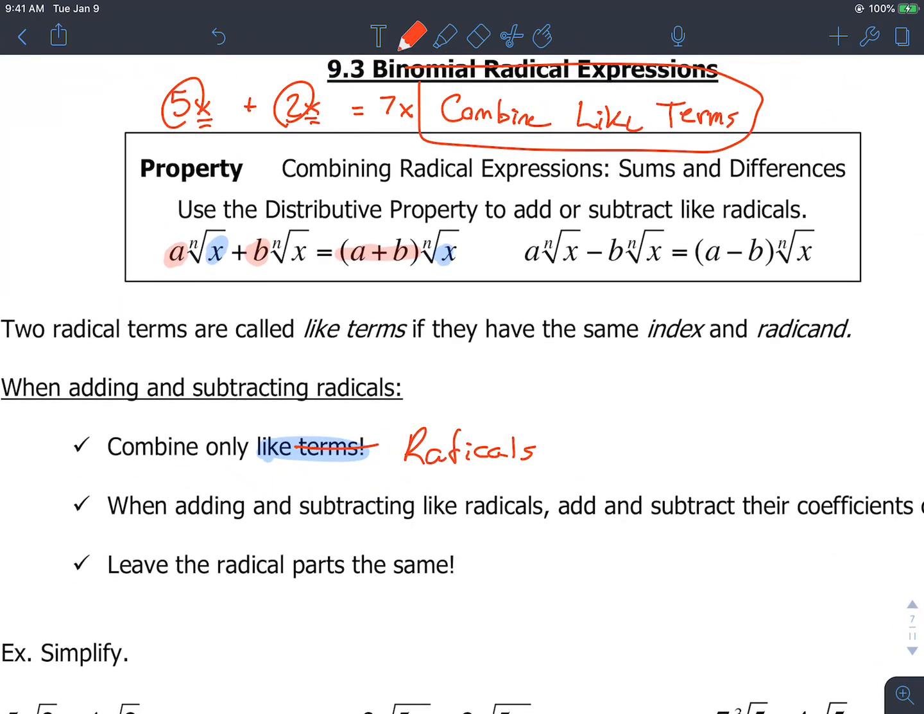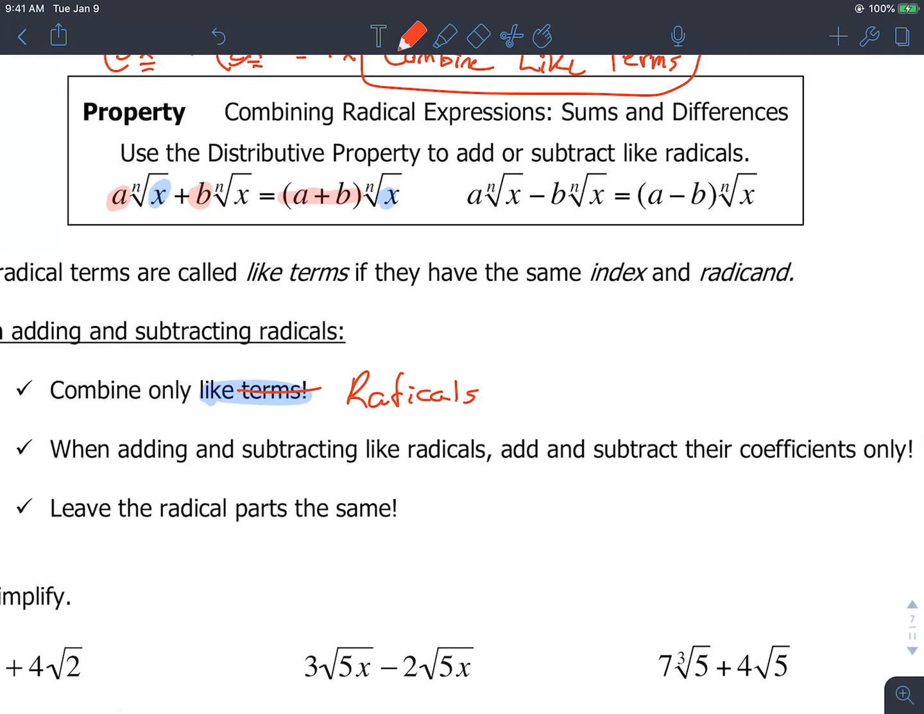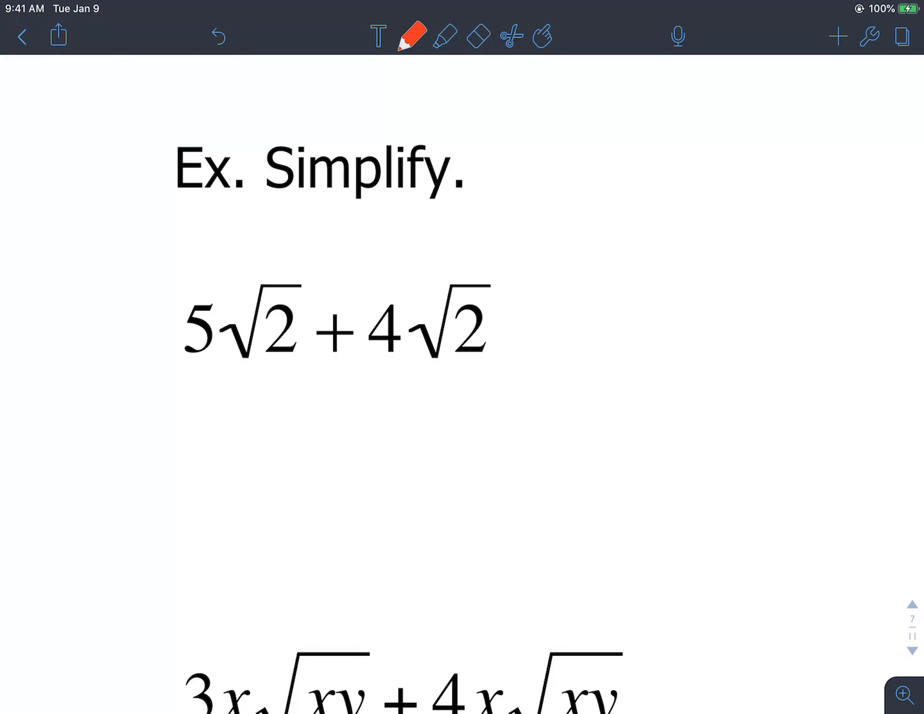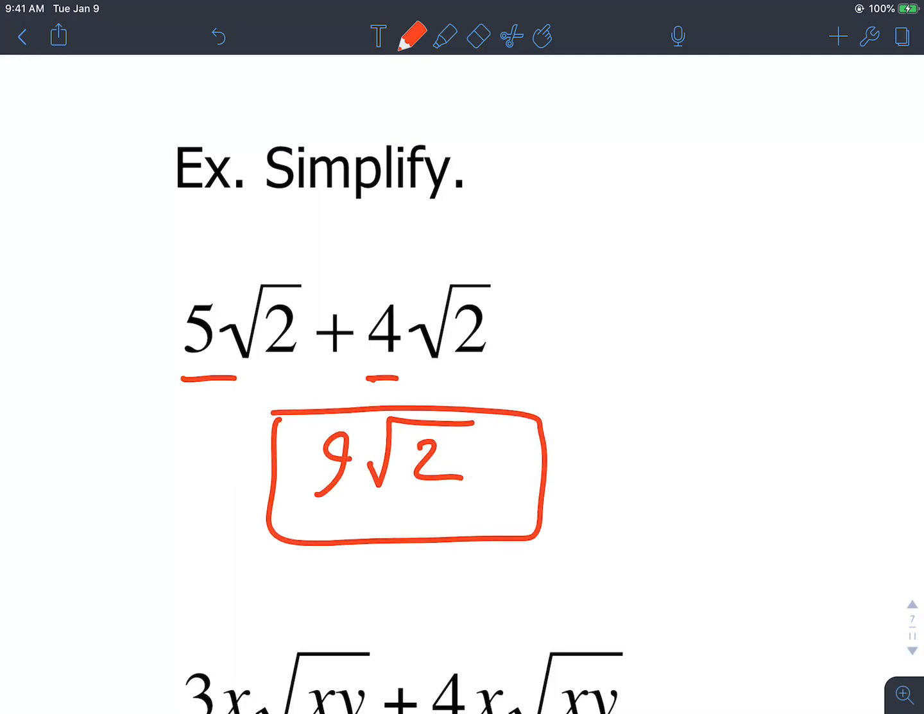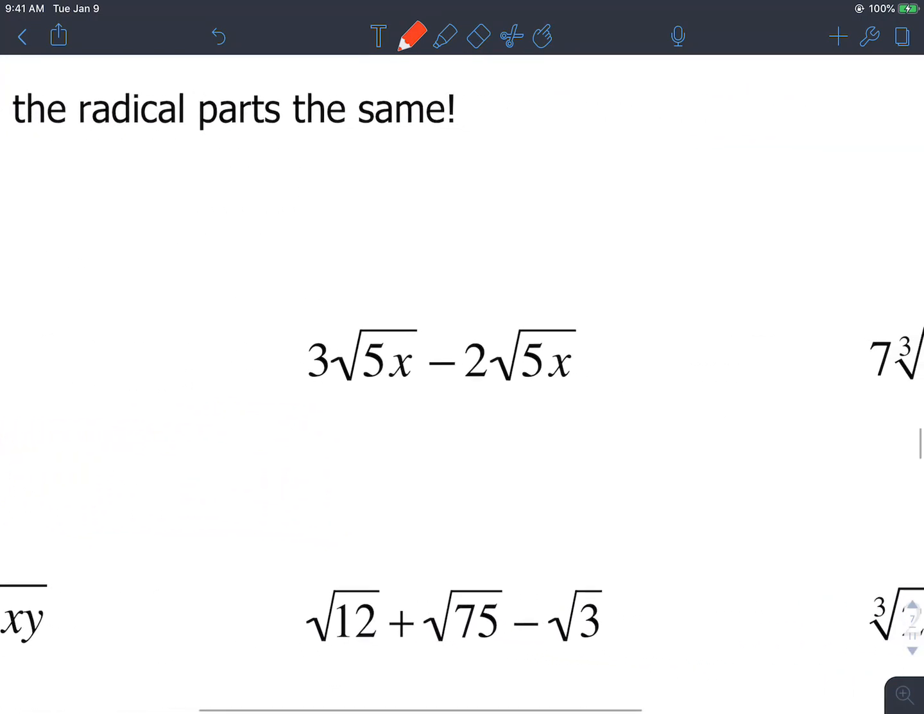Okay, and then when adding or subtracting radicals, add and subtract their coefficients, and then leave the stuff inside the radical the same. So for example, if we have 5 square root of 2 plus 4 square root of 2, we're going to add these two numbers here, and this will be 9, and then this stays the square root of 2. So when adding and subtracting, nothing changes inside the radical.